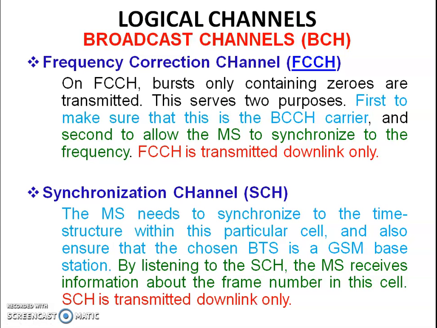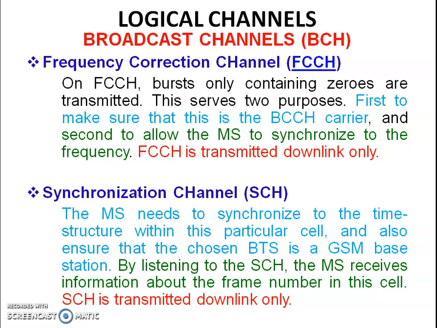Under the broadcast channel BCH, we have seen it has three subtypes, starting with the frequency correction channel. On FCCH, bursts containing only zeros are transmitted. You will see these frequency correction bursts once again. So it is basically carrying zeros. This serves two purposes. First, to make sure that this is a broadcast control carrier, and second, to allow the mobile station to synchronize to the frequency.